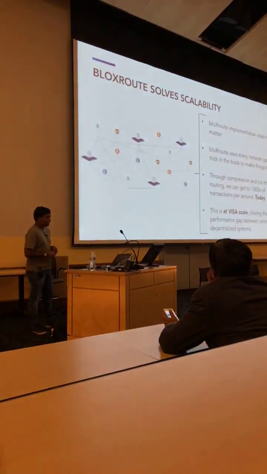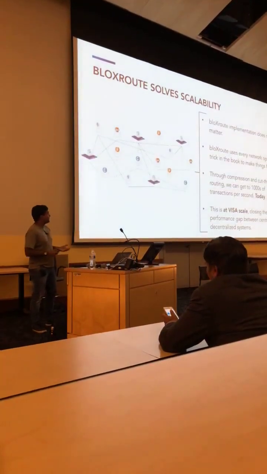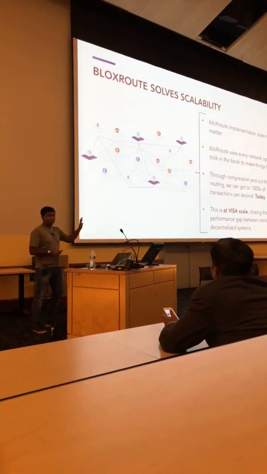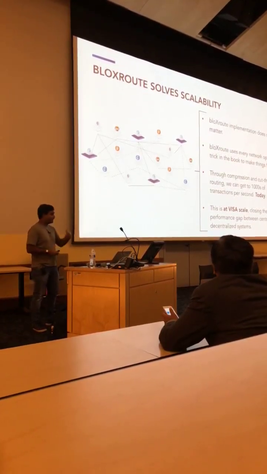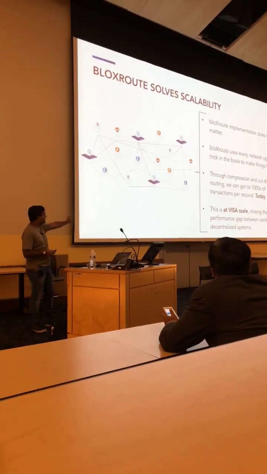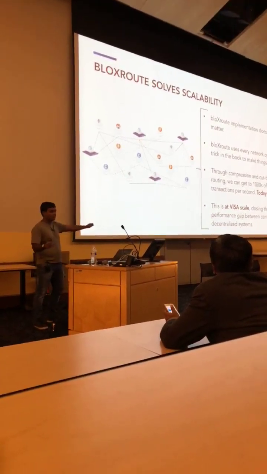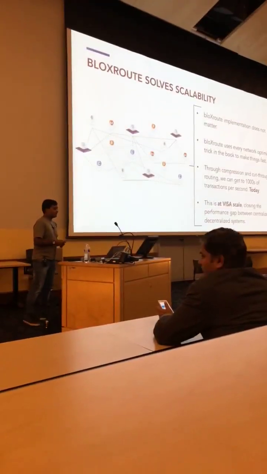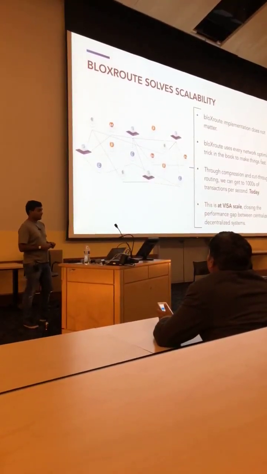So what are the benefits? This solves scalability. So we can use every network optimization in the book to try and get things to scale, but just these two techniques, compression and cut-through routing, is enough to close the gap between Visa and permissionless cryptocurrencies and get to thousands of transactions per second.